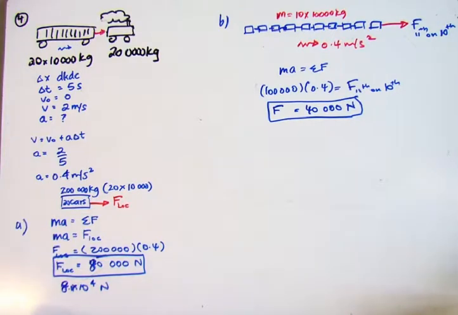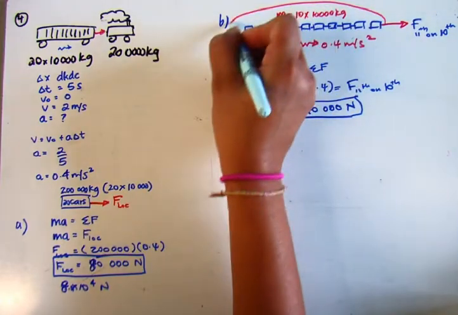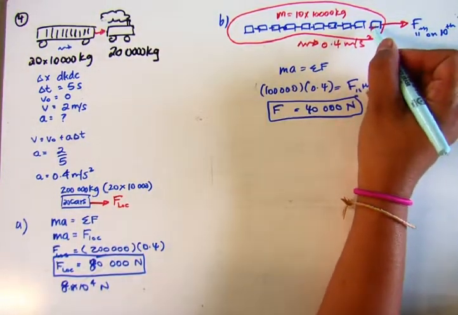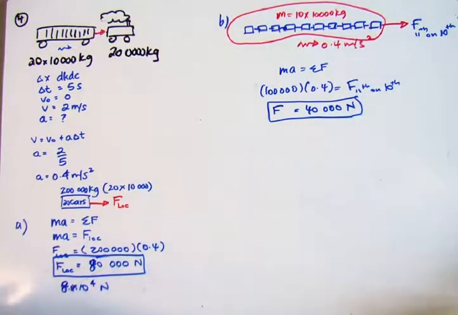So the trick in this case is to treat all of these cars as one system, because the 11th car is not just pulling the 10th car, it's pulling every single car that comes after it. So you have to think about it like that.